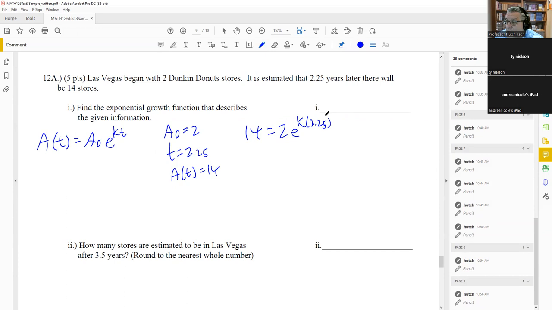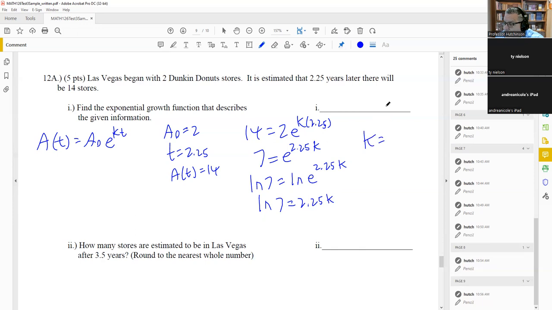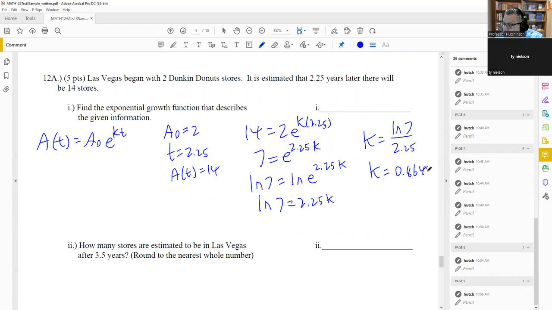Okay, so I have that. Now I just need to solve for k. Divide both sides by 2. And we get 7 equals e to the 2.25k. Now, the next thing I need to do is take the natural log of both sides. The reason why I'm doing that is because if you put the ln and e together like that, it's going to cancel out. So I just get ln 7 equals 2.25k. The k value is then going to be ln 7 divided by 2.25. And if I put that into the calculator, it's going to be 0.8648. But that's not the answer.